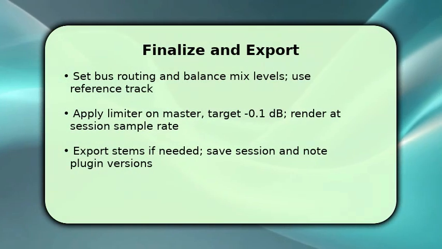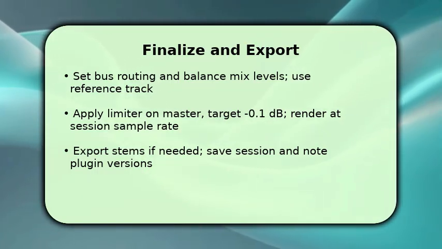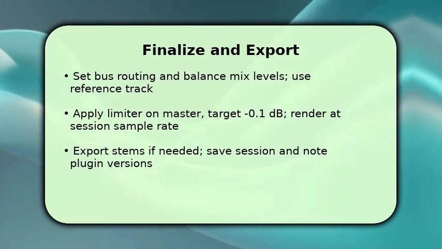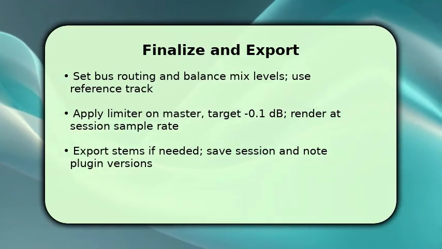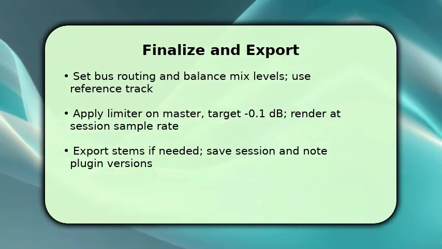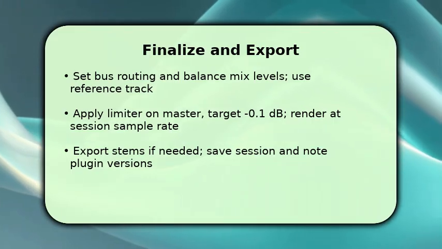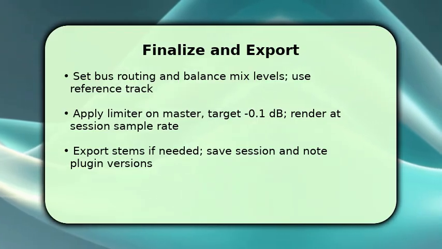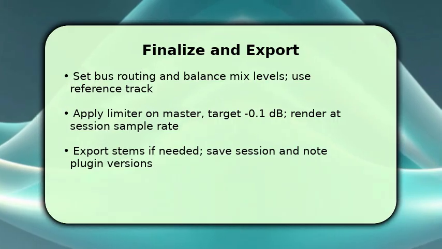You finish by routing tracks to buses, balancing levels, and comparing to a reference so tonal and loudness targets are clear. Once balanced, place a limiter on the master and set its ceiling to -0.1 dB to avoid clipping. Render at your session's sample rate. Export stems if collaborators need them, and save the session while noting plugin versions. If you hear distortion after export, check for hidden clipping on any track and lower the bus gain before re-exporting.